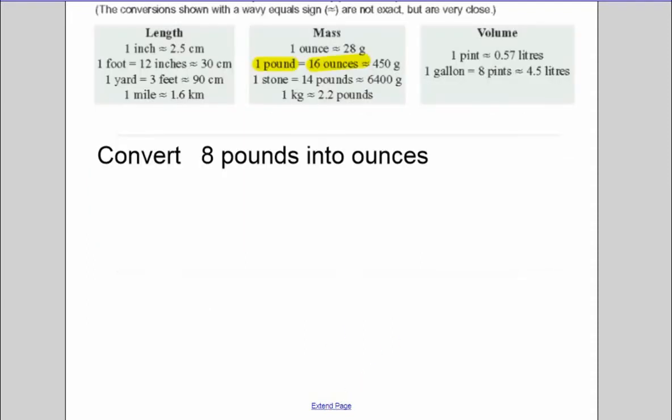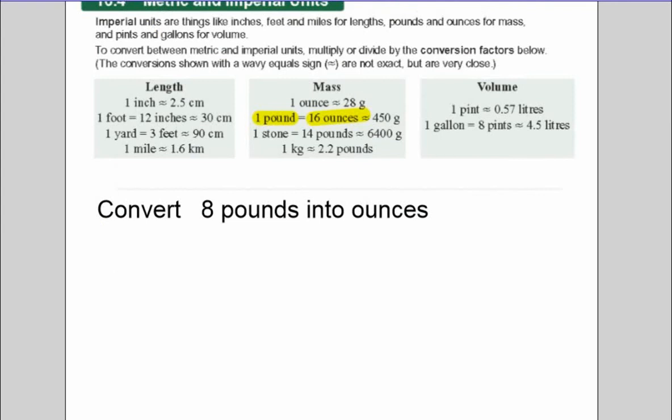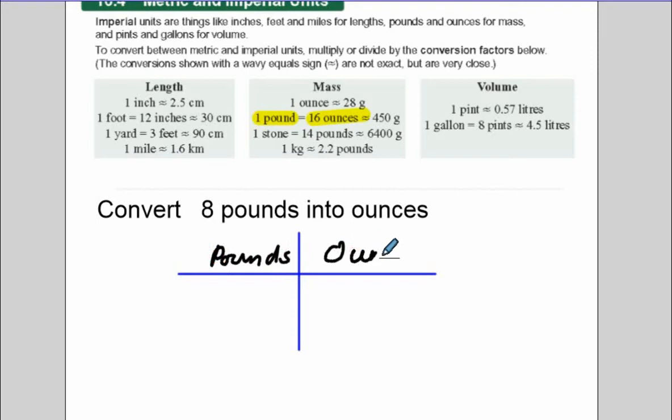Now, here's how we're going to deal with all these problems using that technique we looked at earlier. We're going to draw a table, okay? And we're going to head it pounds and ounces. There are some abbreviations, but we won't bother with those today. Now, you take the information from the table. It says 1 pound is 16 ounces. I've got to work out how much in ounces 8 pounds is.